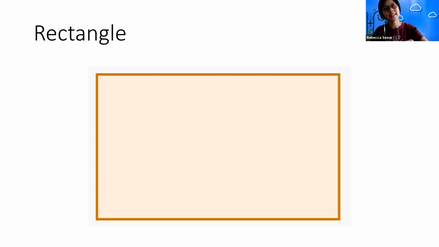So let's see, rectangle. We know that all angles are 90 degrees. Yes, so we'll put that down first. We know that there are two pairs of parallel lines. So if there are two pairs of parallel lines, we can say that the sides that are opposite of each other are actually of the same length. Okay, so if I were to label A, B, C, and D, we can say that AB is equal to DC. Yeah, and AD is equal to BC.